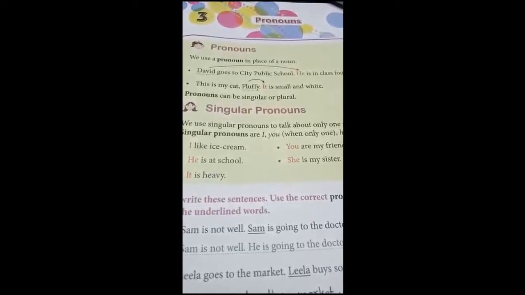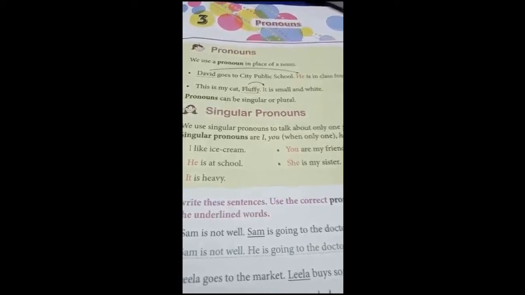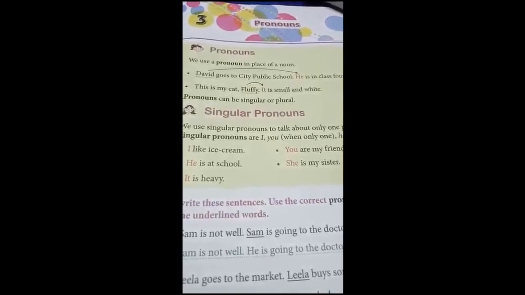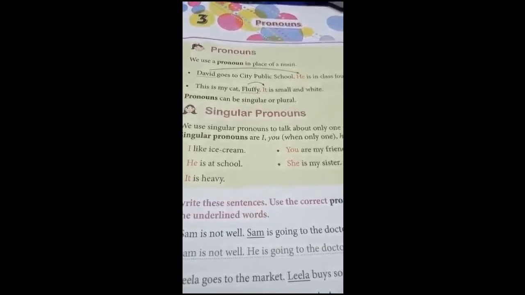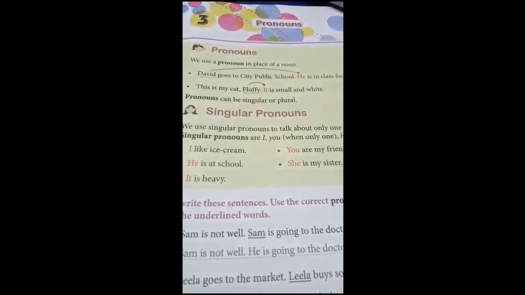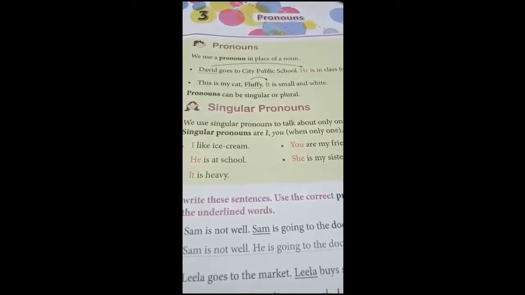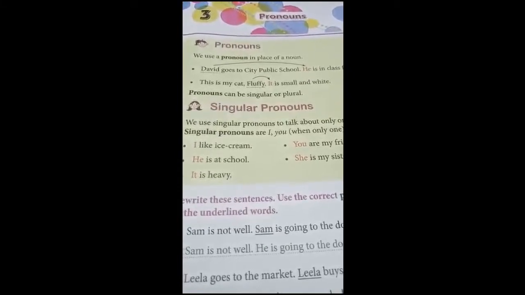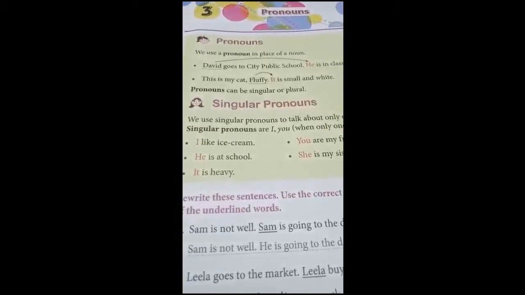Then the next one: this is my cat Fluffy. So Fluffy is a noun. It is small and white. It is a pronoun and it is used in place of Fluffy. Okay, so this is how a pronoun can be used.